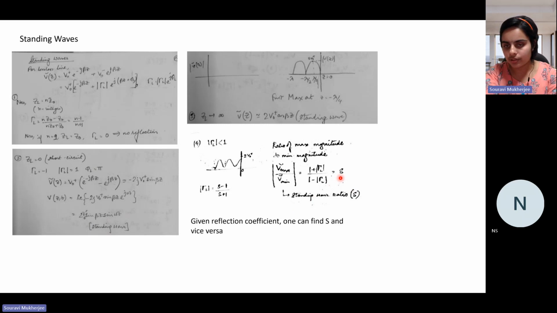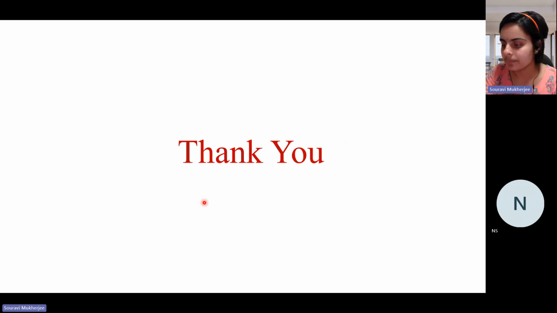And that is denoted as S. You can relate S with your reflection coefficient by this relation. So given the reflection coefficient, one can find S using this relation, or vice versa. If you know S, you can find the reflection coefficient. So basically that was it.